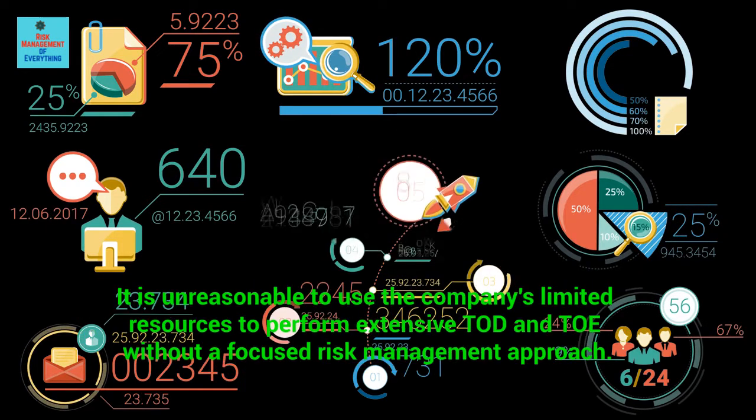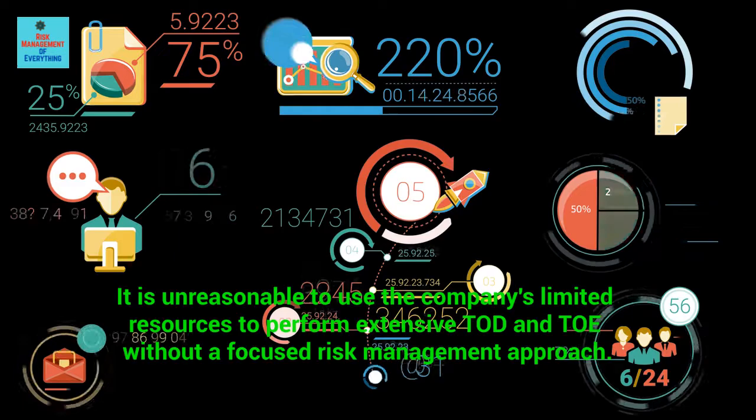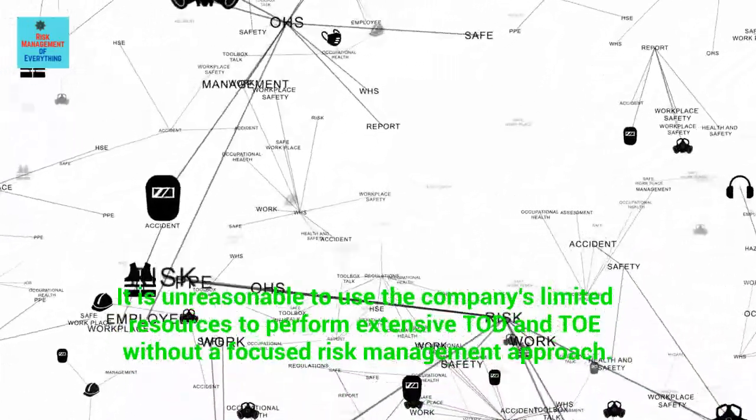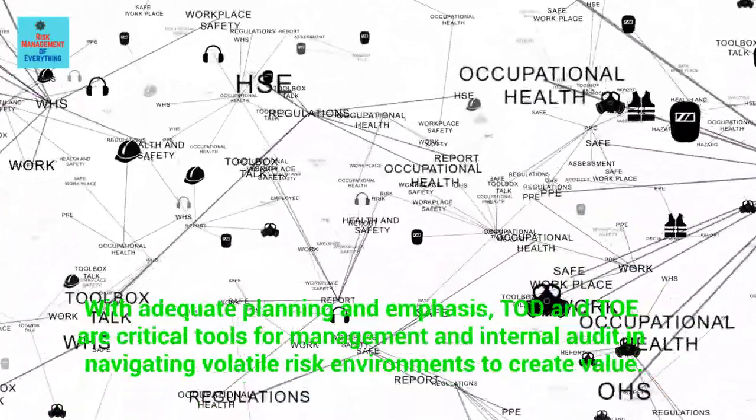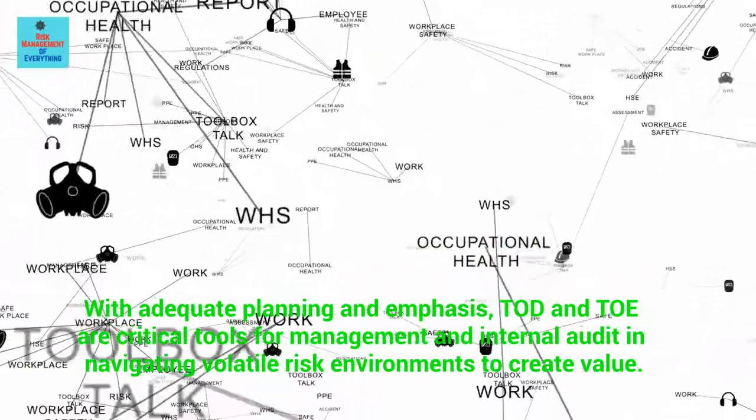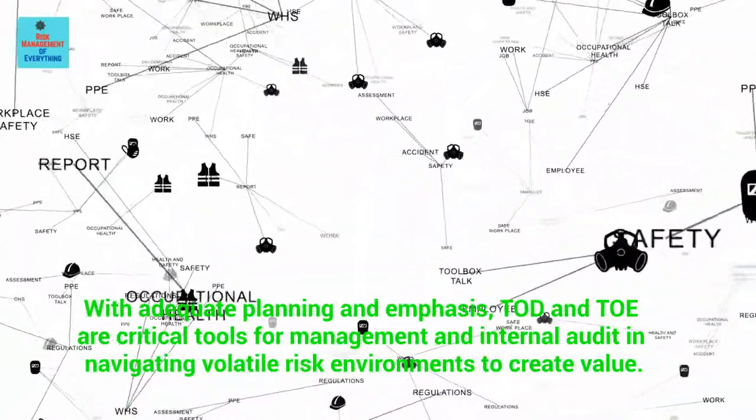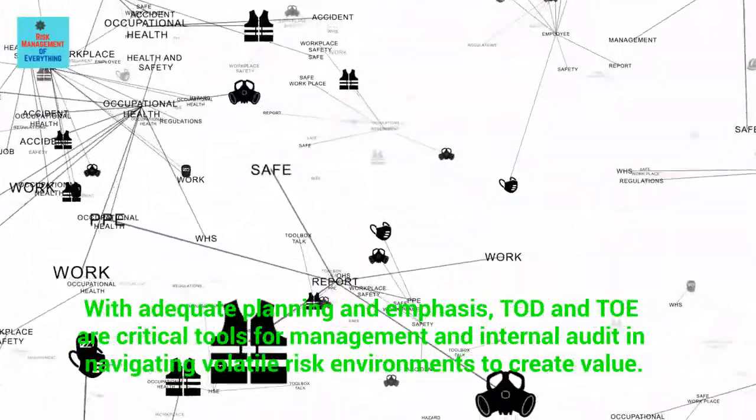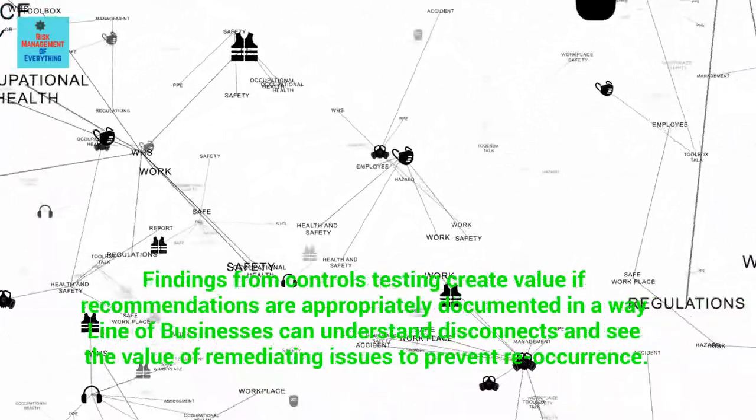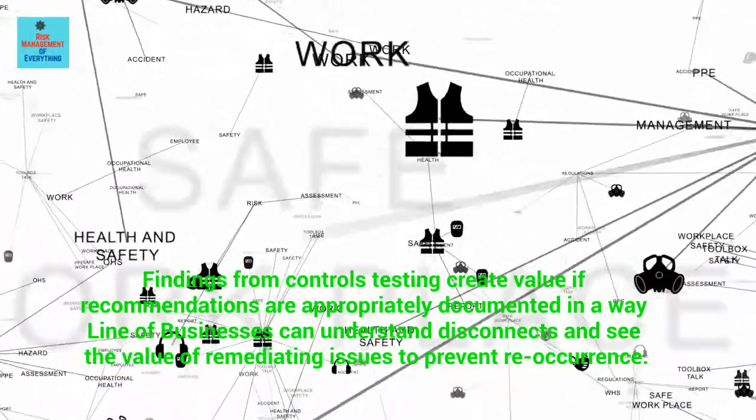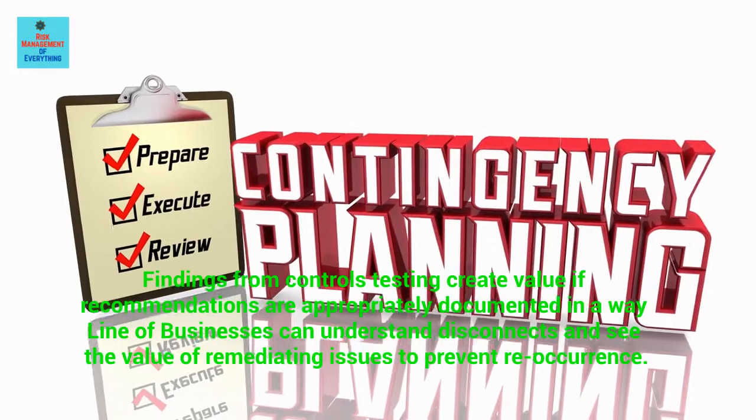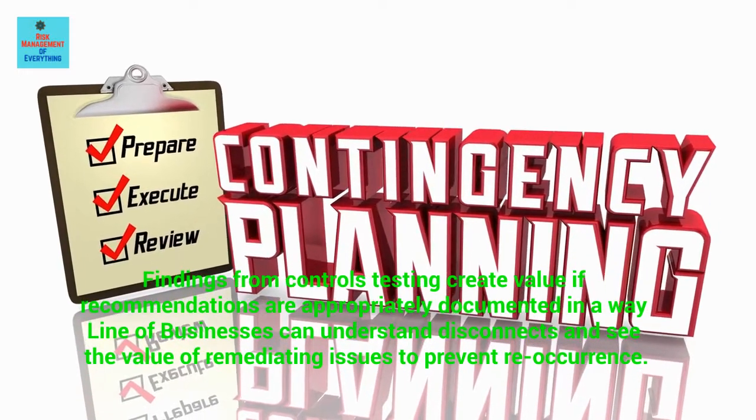It is unreasonable to use the company's limited resources to perform extensive TOD and TOE without a focused risk management approach. With adequate planning and emphasis, TOD and TOE are critical tools for management and internal audit in navigating volatile risk environments to create value. Findings from controls testing create value if recommendations are appropriately documented in a way line of businesses can understand disconnects and see the value of remediating issues to prevent reoccurrence.